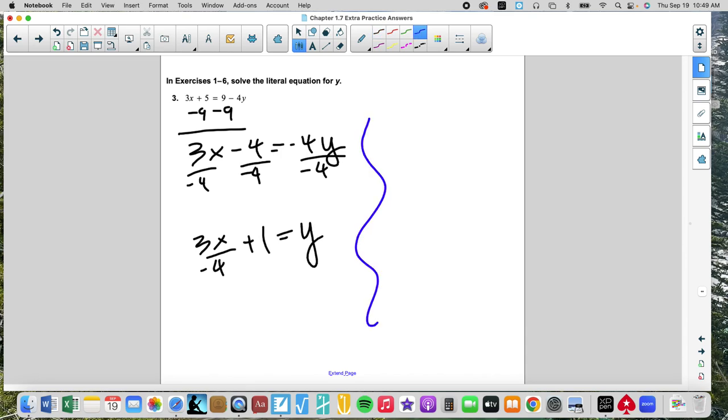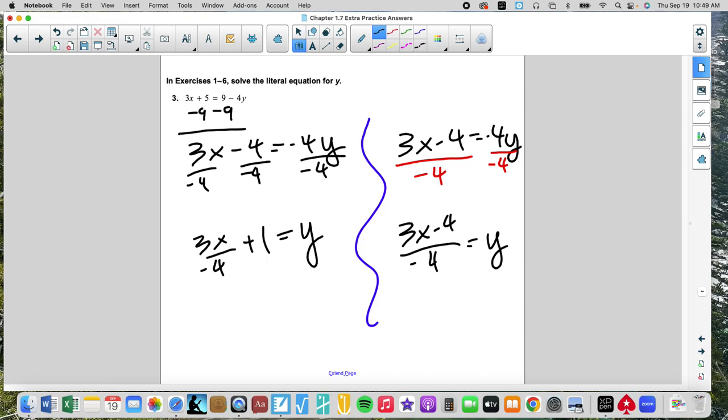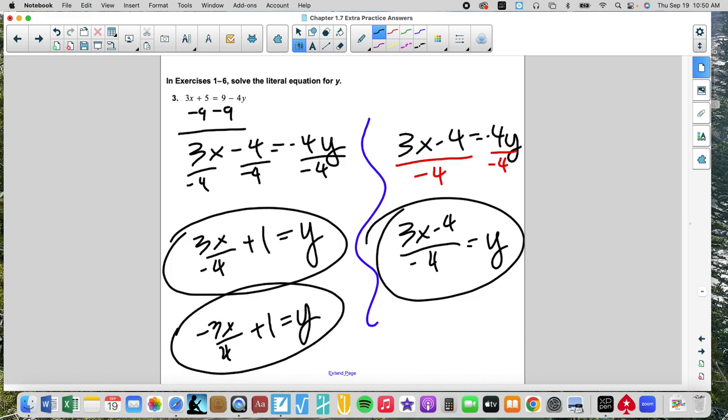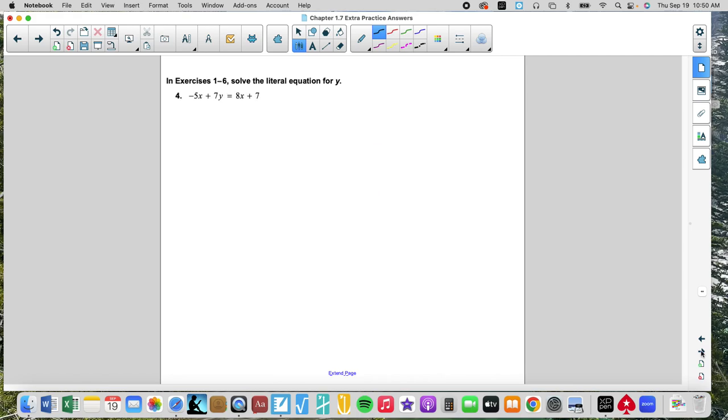And let's show an alternative one. So you get 3x minus 4 equals negative 4y. Let's divide by negative 4, and you would write 3x minus 4 over negative 4 equals y. I would accept that. Both are the same answers, and I would also accept this, with the negative up in the numerator or out on the side. So we're going to isolate y, so we're going to add the 5x.